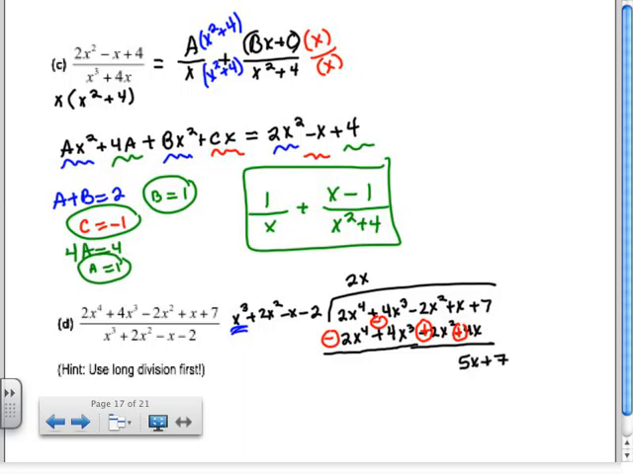To make that a remainder, yeah, then you would repeat. You would say, what do I multiply x cubed by in order to get 5x? But that's some kind of fraction. So this is our remainder. So we have remainder 5x plus 7.